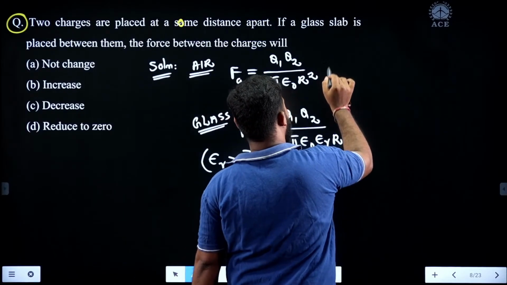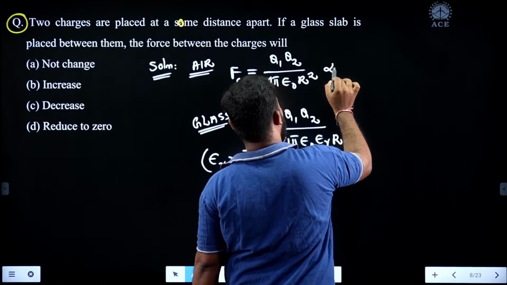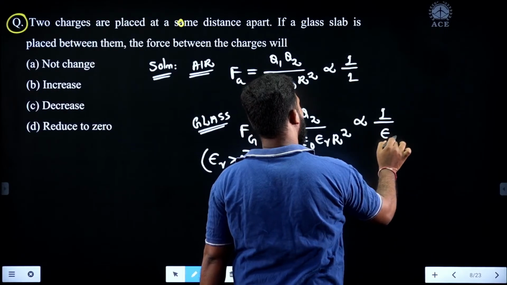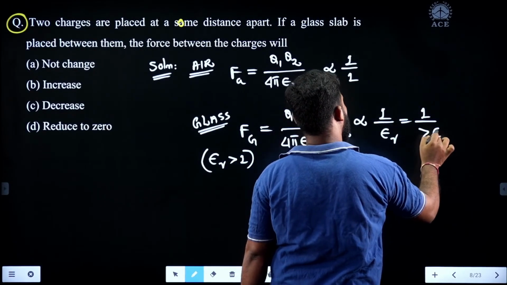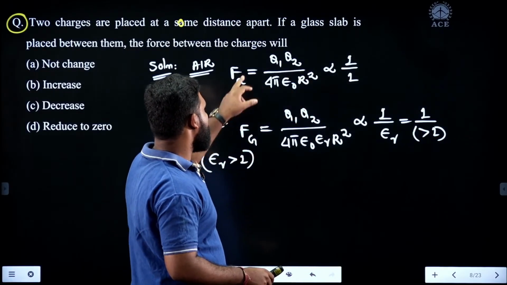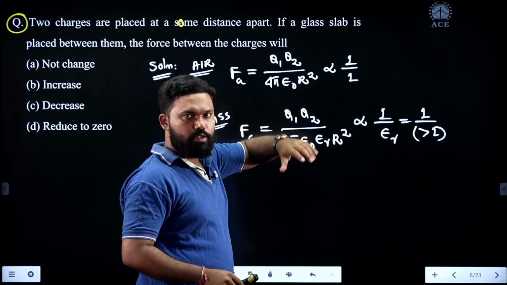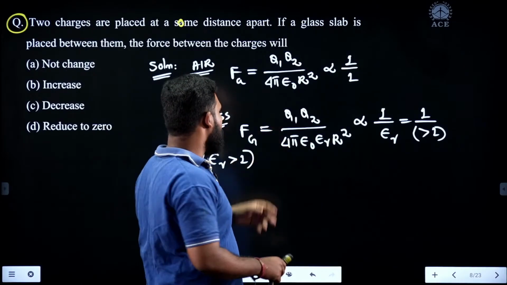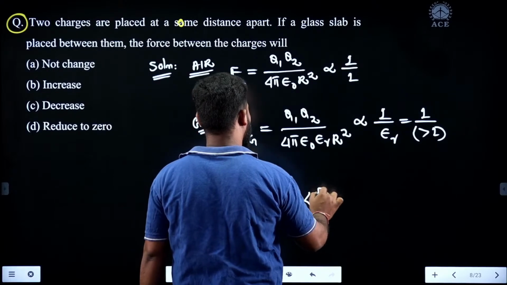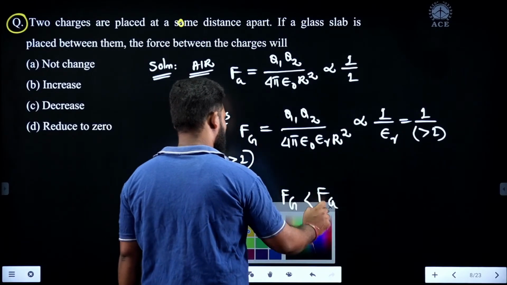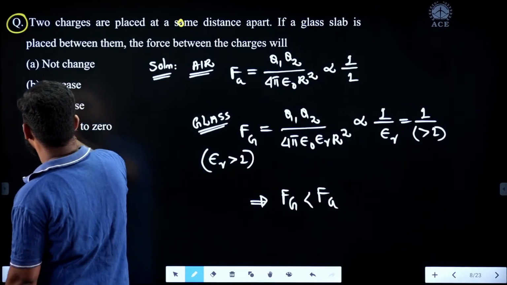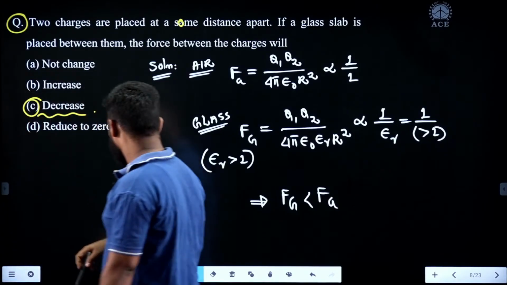So there is no extra factor here; for air, epsilon R is 1. Here epsilon R is greater than 1. So in the denominator, if it is greater than 1, this will be less compared to the other one. In the denominator you are getting a larger value, so the force is going to reduce. So what happens here? FG will be less than FA. Clear? So decrease, option C.